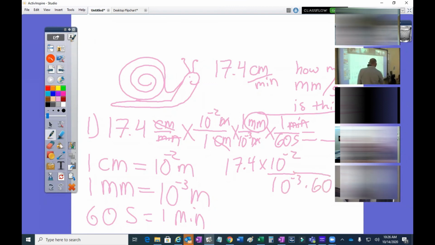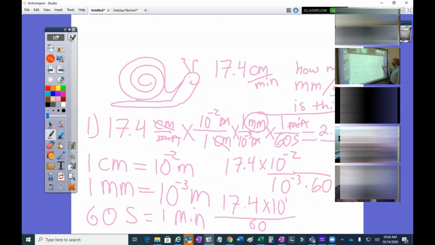Don't try to do that. I mean, you can get rid of the powers of 10. You end up with 17.4 times 10 to the first over 60. That's called scientific notation. 17.4 E1, or you can just do 174 divided by 60. I need 3 sig figs, so the answer is 2.90 millimeters per second. I'll be posting this. I think we're done.